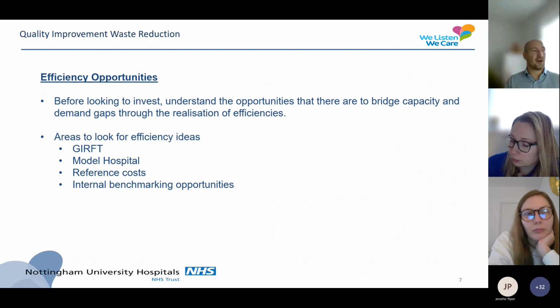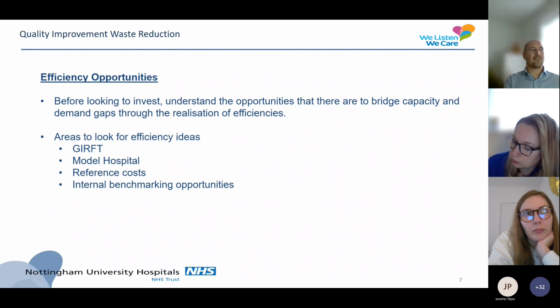The other area is model hospital, which has its drawbacks, but you can at least see which trusts are the best performing trusts for your area within that. And even if it's just reaching out to those trusts to say, can we learn anything from the way that you do things? That is a good indicator of where to go, where's best practice.